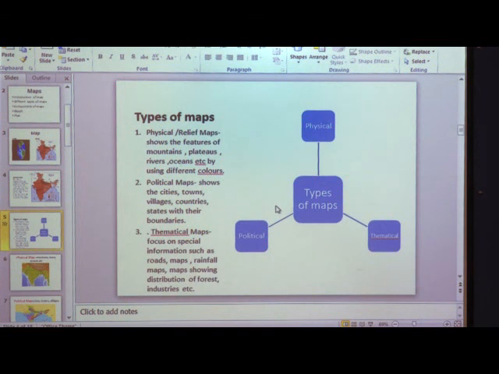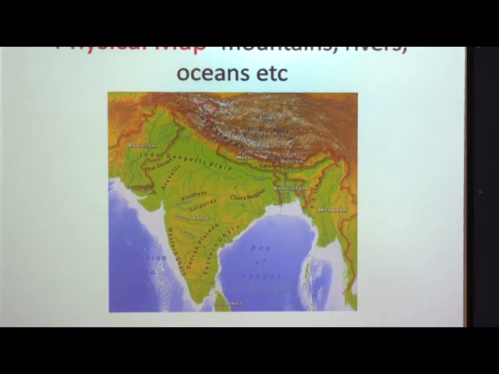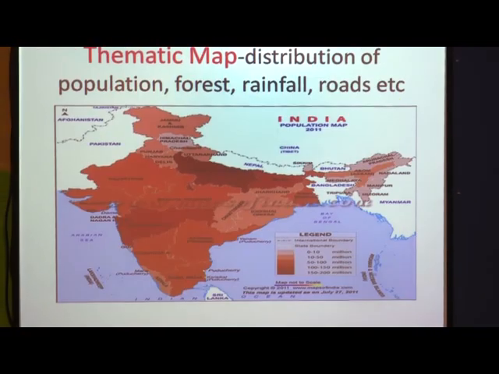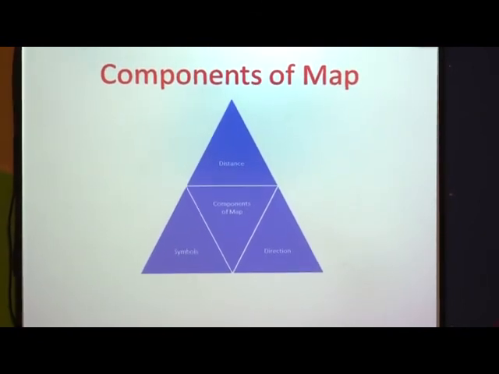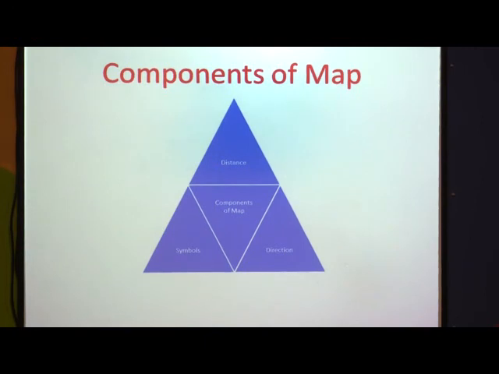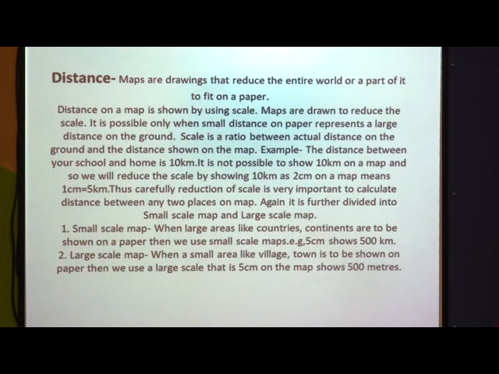Then we have seen, children, different types of maps again: physical map, political map and thematic map. Then we have seen the components of a map. What are the three components? The three components of maps are distance, symbols and directions. Three major components without which the map is incomplete. These three should be there on every map.